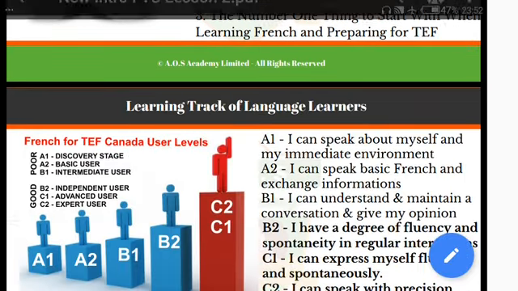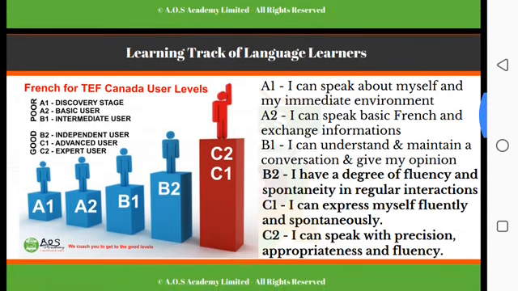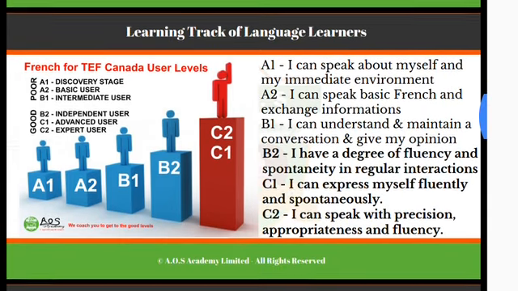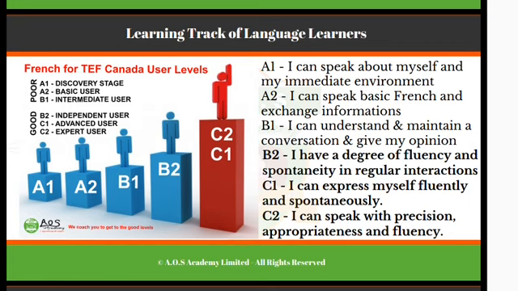Now, moving on, we have the learning track of language learners. As you can see in the graph, the French for TEF Canada users' levels are divided into 2. We have the poor levels and we have the good levels. The poor level starts from A1, which is the discovery stage. Here you are just discovering the language called French. You are just a basic beginner.